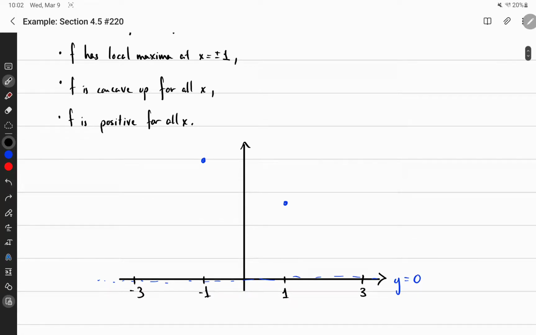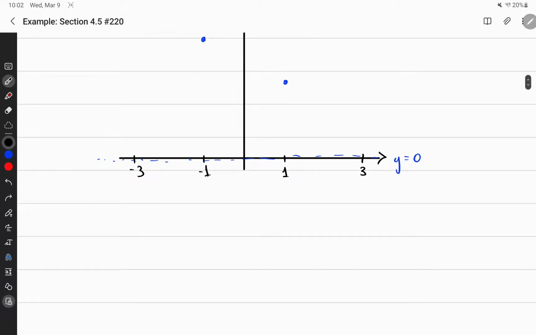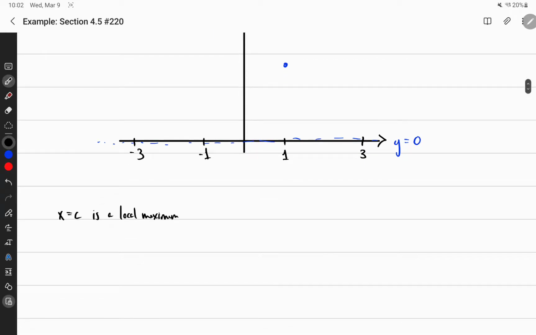So let's think about how we're going to do that. I think we should probably start with the local maxima and figure out what the graph looks like, at least around those points. Now you know from your reading that if x equals c is a local maximum, and this also holds for local minima, that means that x equals c is a critical point for f. In other words, the only candidates for local maxima and minima are the critical points.